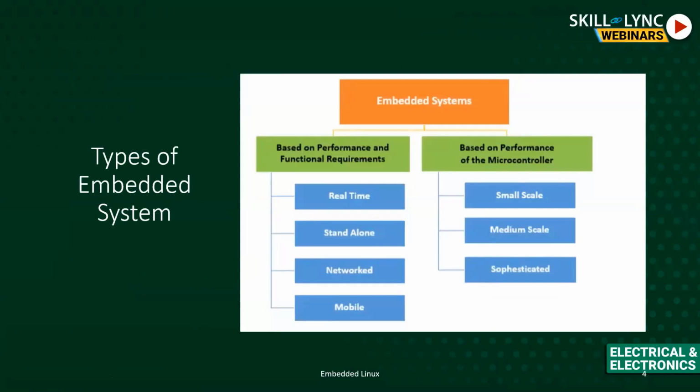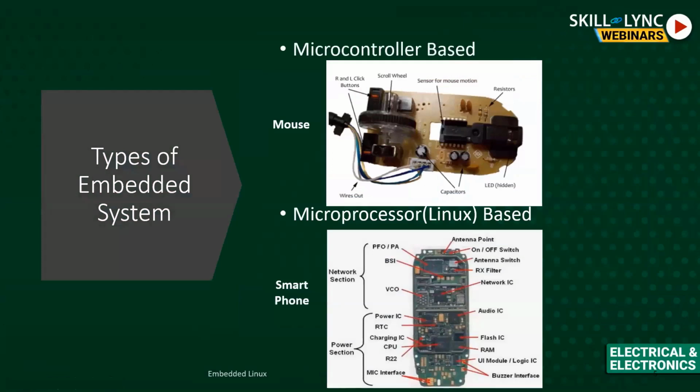If you look at the types of embedded systems based on performance, you can see small-scale, medium-scale, or sophisticated embedded systems. From the functional requirement, we can see real-time operating system based embedded systems, standalone embedded systems, network embedded systems, or mobile embedded systems. There is another categorization, based on whether it is a microcontroller-based embedded system or a Linux-based embedded system, that is, a microprocessor-based embedded system.